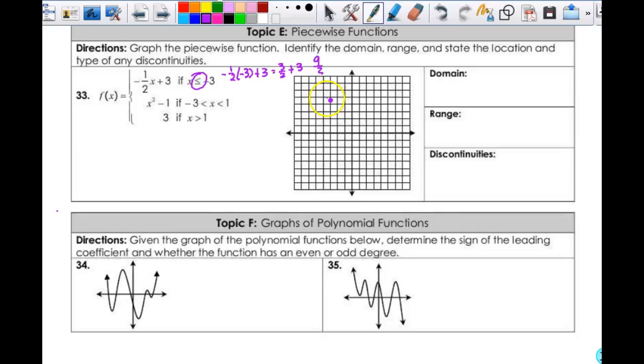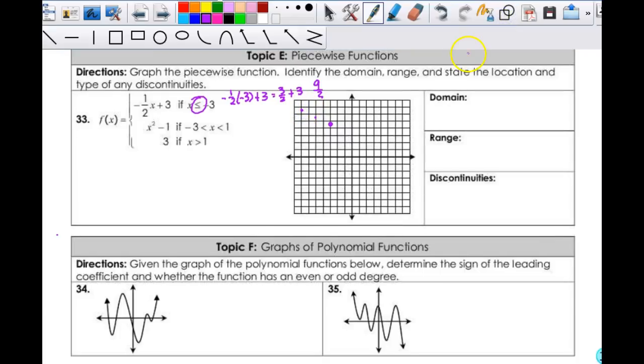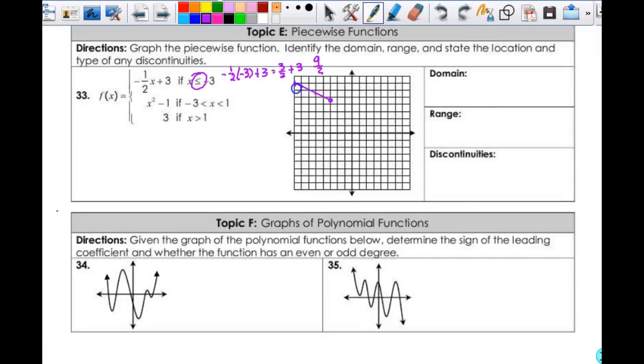Then from this point, this is a line, so my slope is -1/2. I'm going to rise 1, run to the left 2. Then rise 1, to the left 2. So then when I draw that in, it looks like this. Bam.